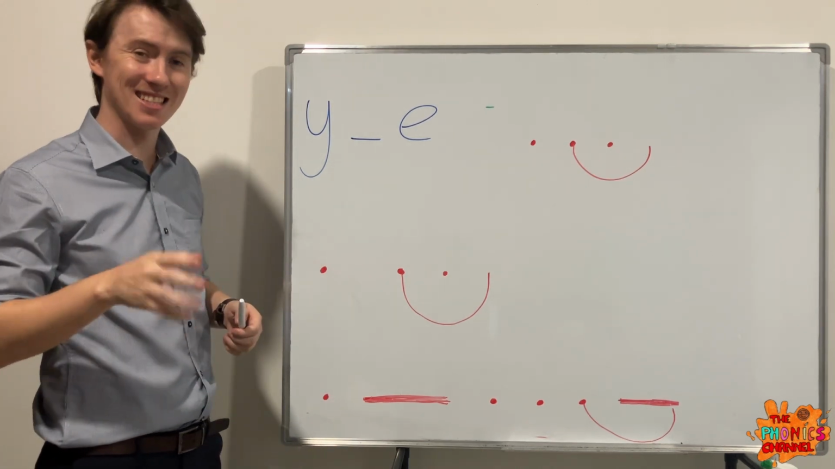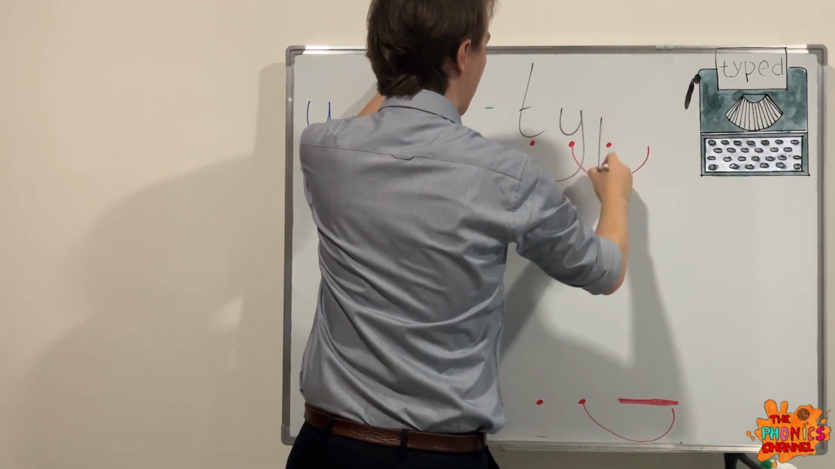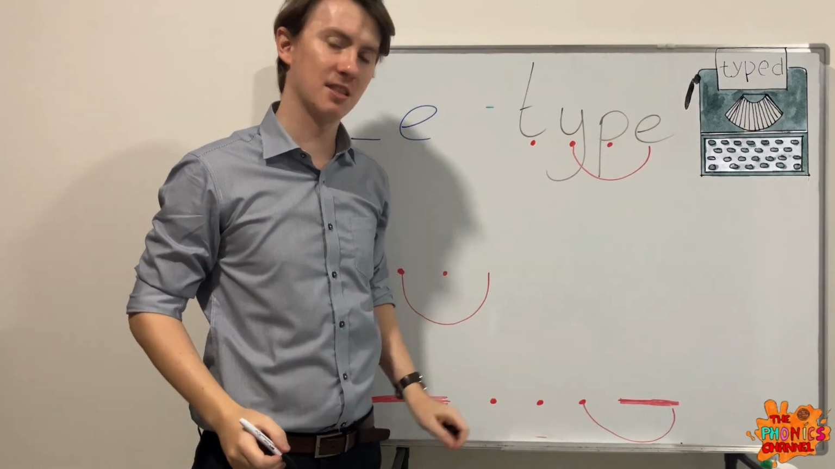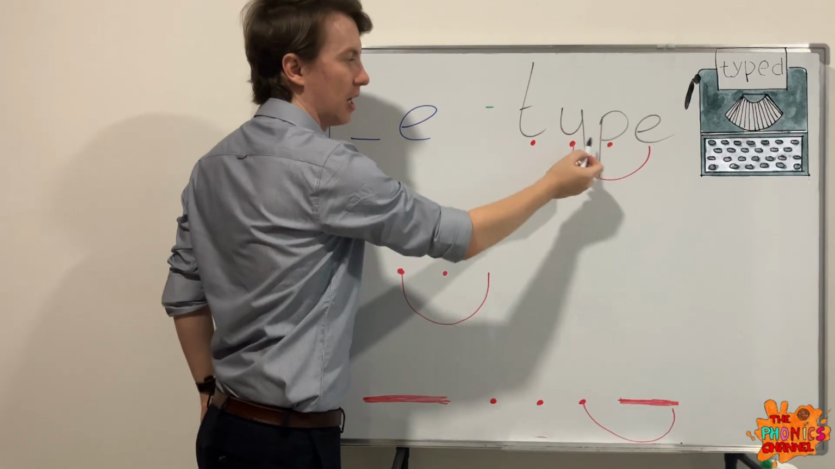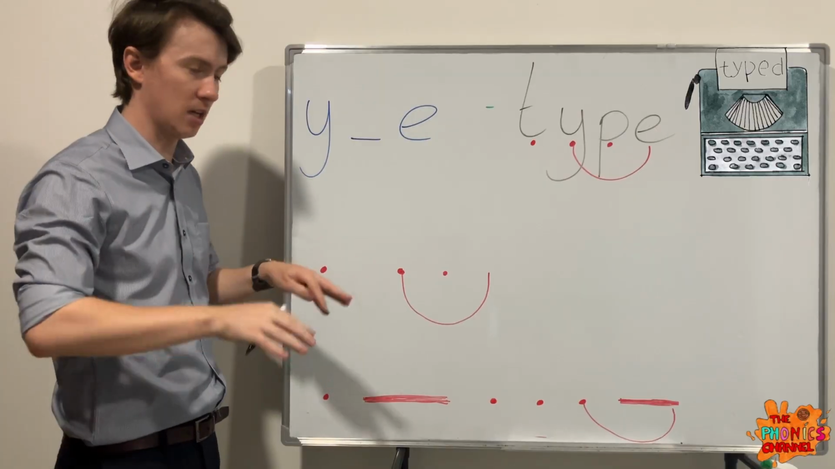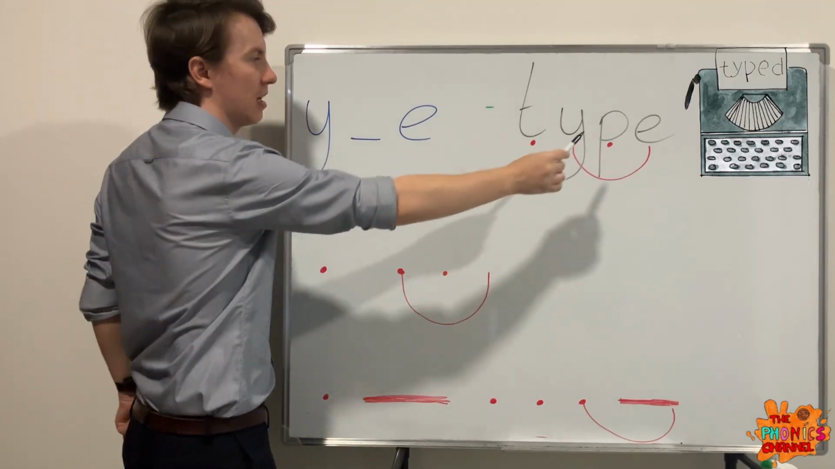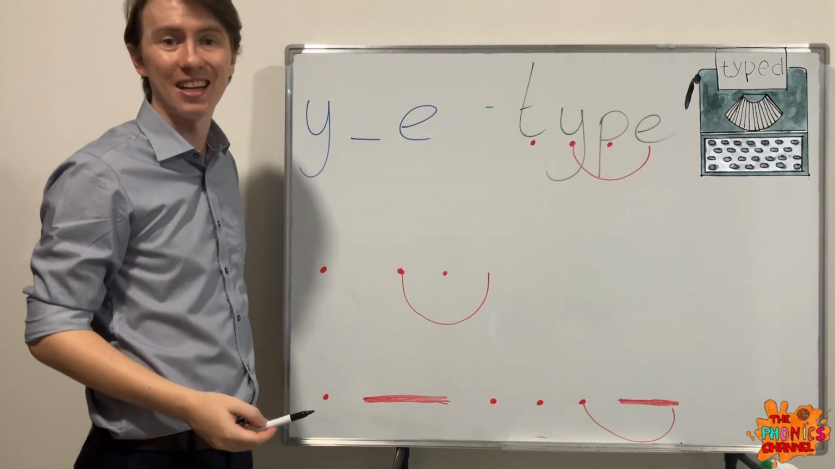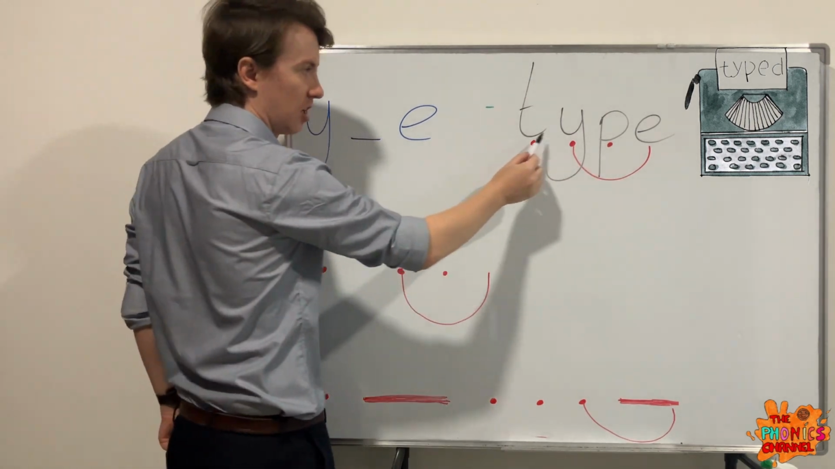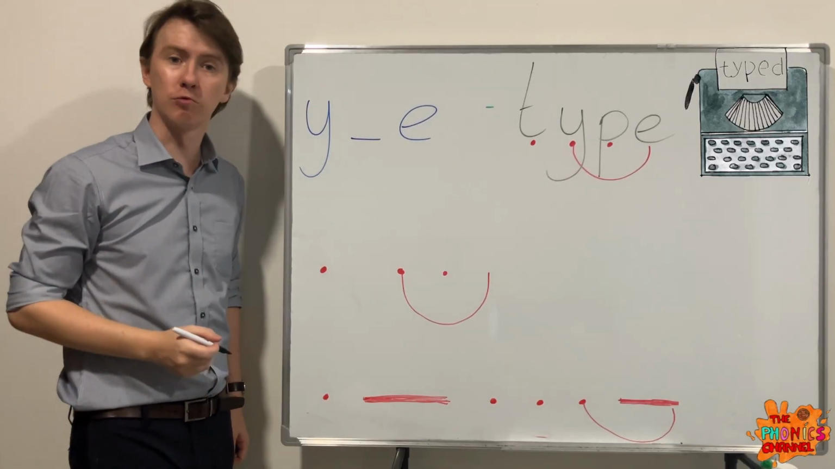The first one is type. Type. I. Type. I type on my computer. To type. The E joins the Y to make the I sound here, and the last sound we pronounce is the P sound. I type.